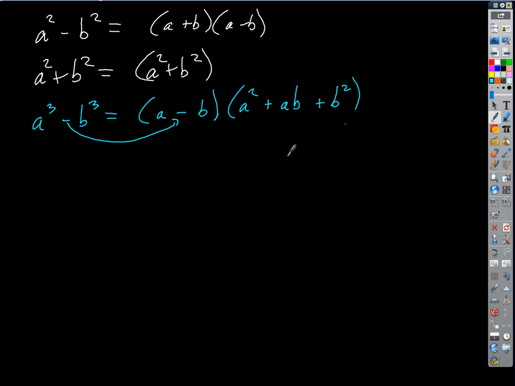So whatever starts off here, if it's a difference pattern, that's a difference. If it's a sum, that's a sum. And then this one's always going to be the opposite. And that one's always plus. So then what's the pattern? We're just going to follow the same rules. What's the pattern for a sum of cubes? A plus b.